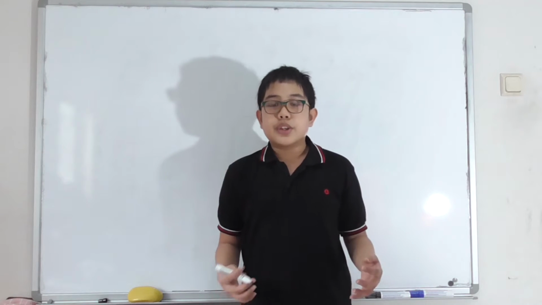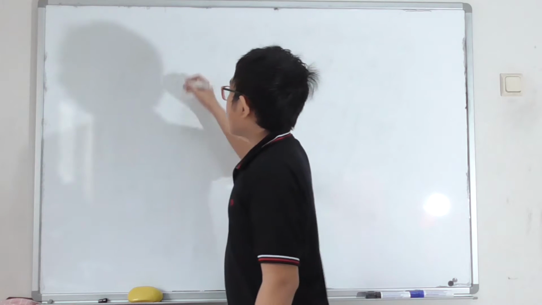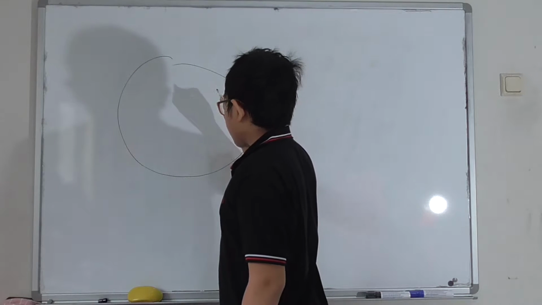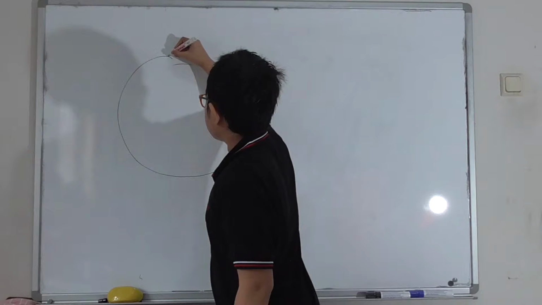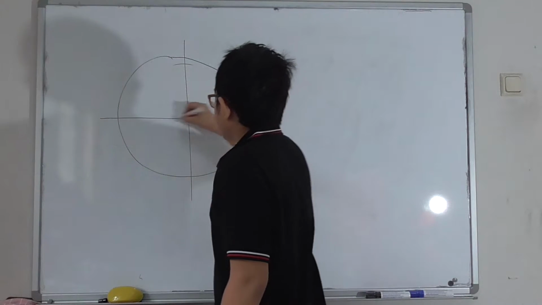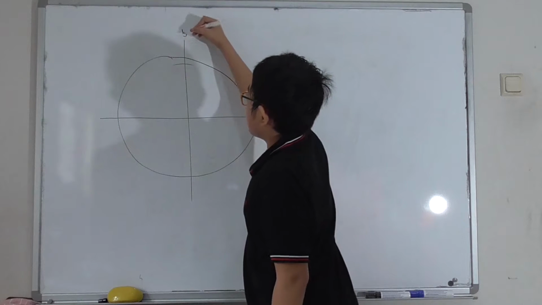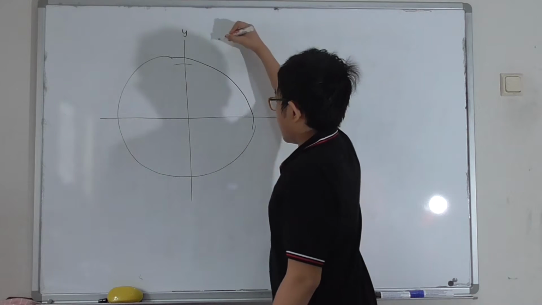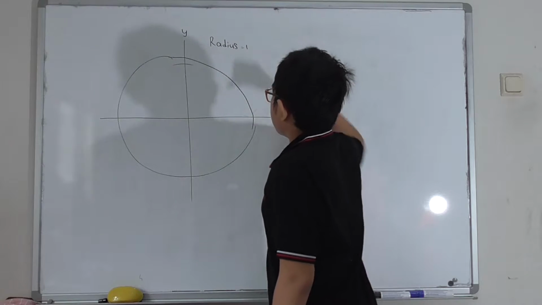So, what is the unit circle? Well, the unit circle is basically a circle located in the center of the Cartesian plane. Let me just make the circle neater. This is going to be the x value and this is going to be the y value. And then the circle is going to have a radius of 1. So its radius is going to be 1.